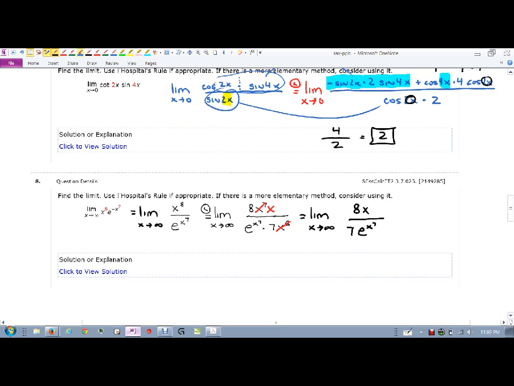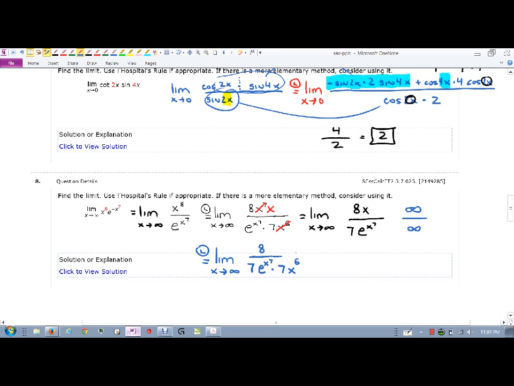And again, if I let x go to infinity, 8 times infinity is infinity, and then e to the infinity is infinity times 7 is still infinity. So I have infinity over infinity. So that means I'm going to use L'Hopital again. And what you're going to see is on the top, derivative of 8x is 8. And then derivative of the bottom, the 7's a constant. Derivative of e to the x to the 7th is itself, so that times derivative of x to the 7th, which is 7x to the 6th.